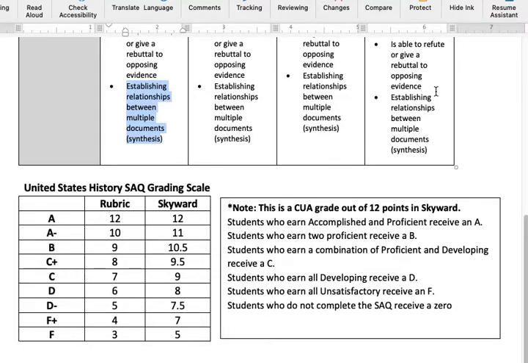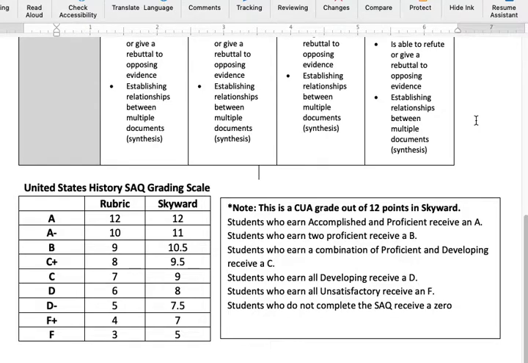This is a CUA grade. This is a test, guys. And we're letting you take it home. I'm going to be very honest with you. I don't believe there is a reason in the world you don't get a great grade on this thing. Students who earn an accomplished and proficient get an A. You get 2 proficient, you receive a B. And you can read this. I don't need to read this to you entirely.